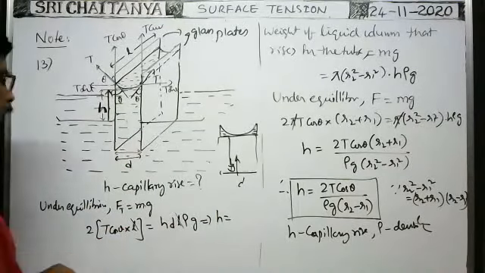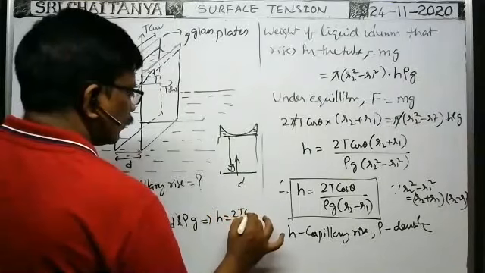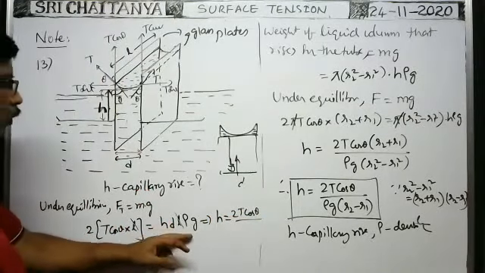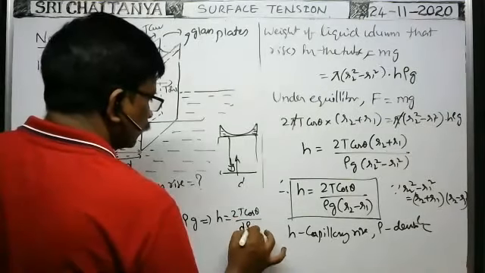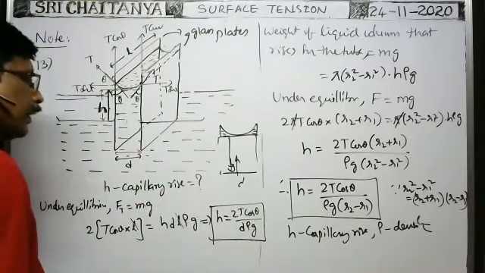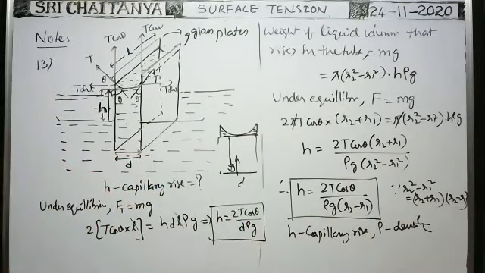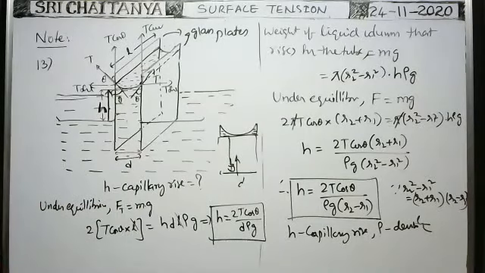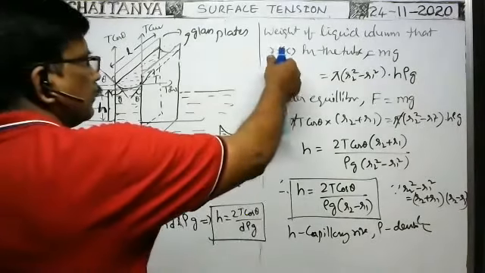2T cos theta by d rho g. This is the capillary rise, 2T cos theta by d rho g. This formula is also important one. Note down.